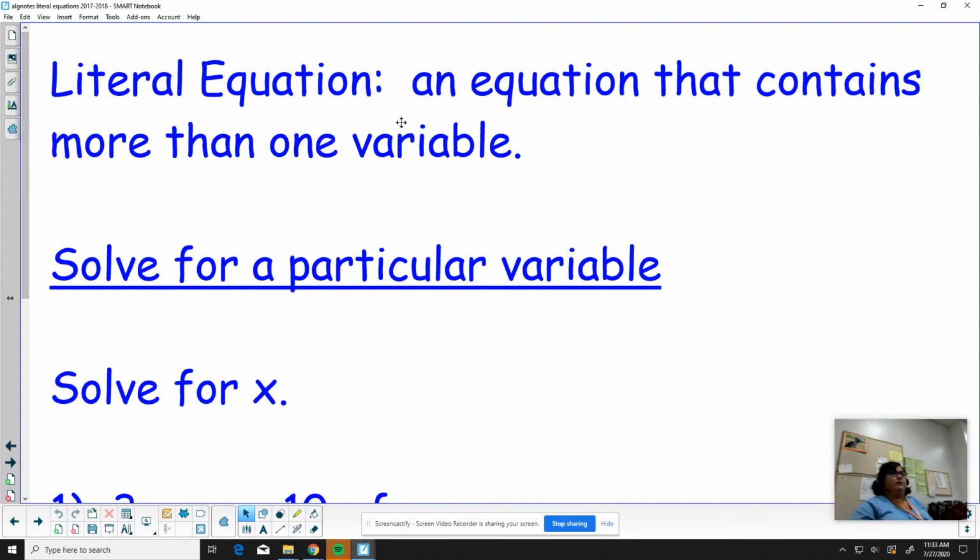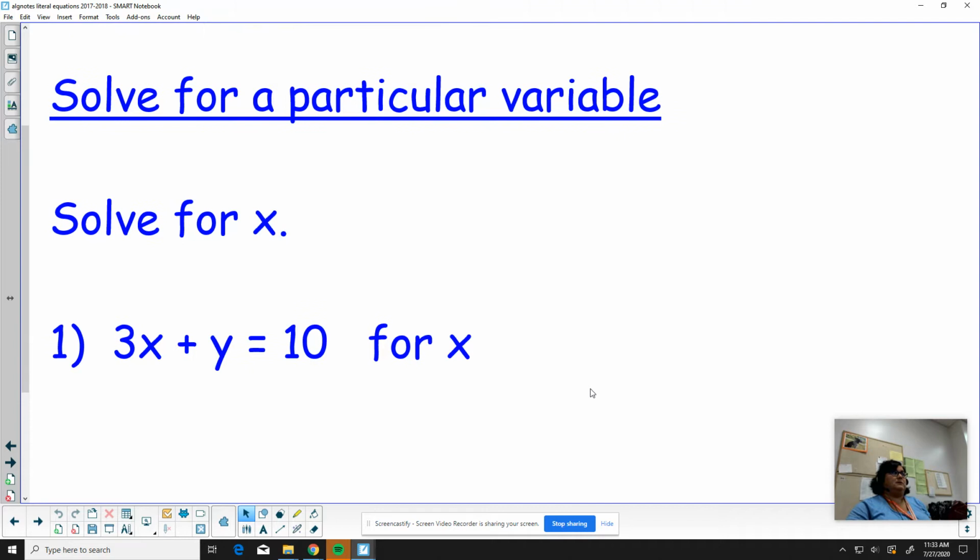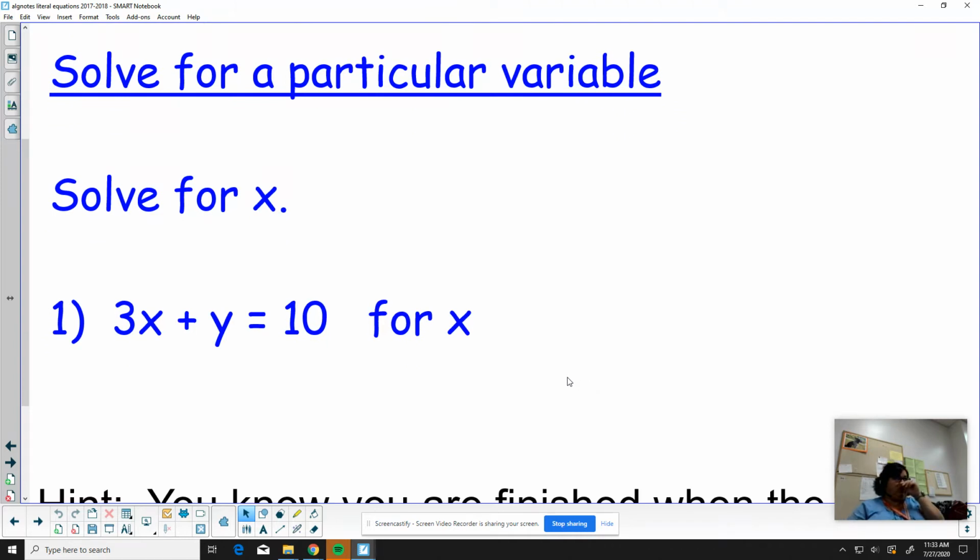So for example, on this number 1, it says solve for the particular variable, solve for x. So we want to solve for x. We want x to be in the front all by itself. So we're going to go through the same steps that we went through before. So my first step is subtracting y on both sides. Now normally we subtract a constant in the other lessons, but there isn't a constant. There's a y, a variable. So we subtract y on both sides.